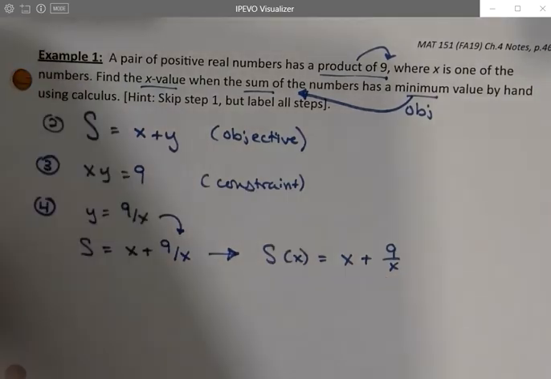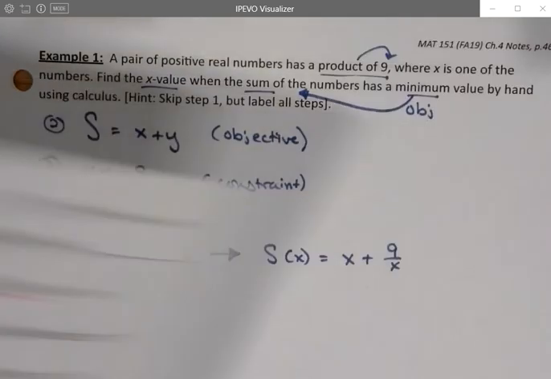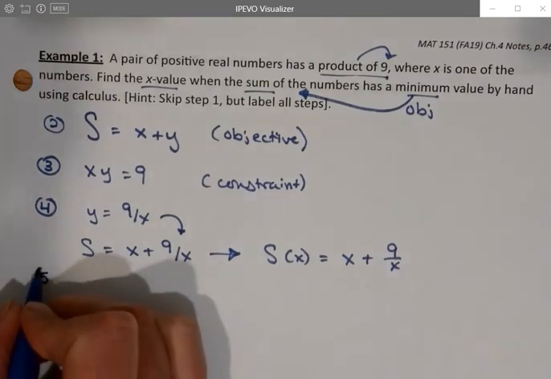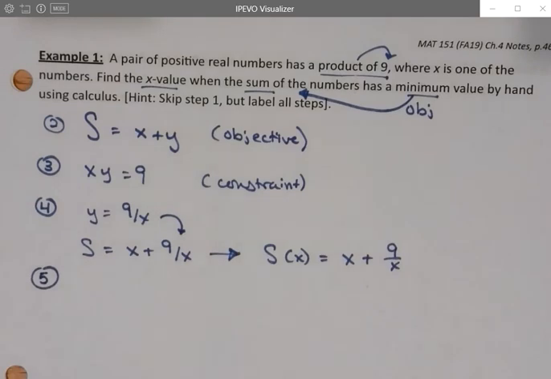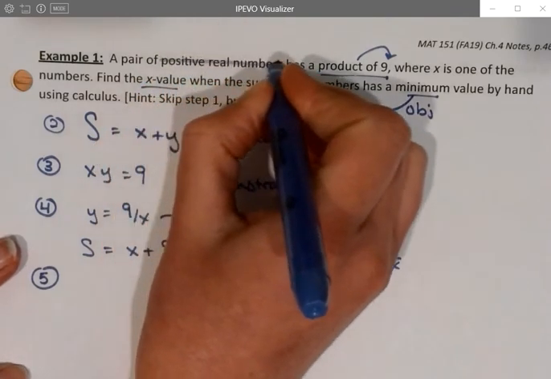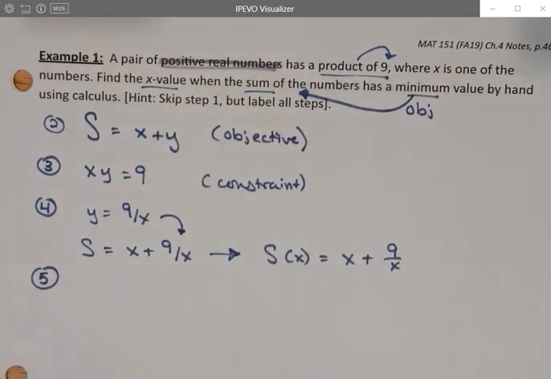The goal for step 4 does have that word function because I should be in terms of a single variable, so I should be able to write it as a function. And now we have that. And then step 5, we're going to identify the interval of interest, or the effective domain here. Now, usually you have real-world constraints such as negatives not allowed for sides. In this one, it's specifically going to state that we need a pair of positive real numbers. So we're going to use that, positive real numbers, to help us out.